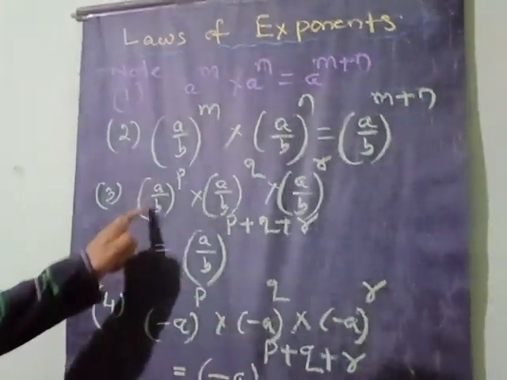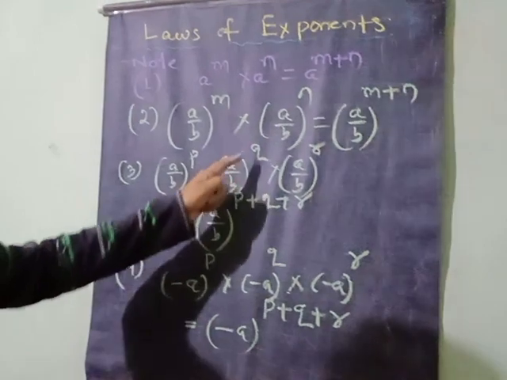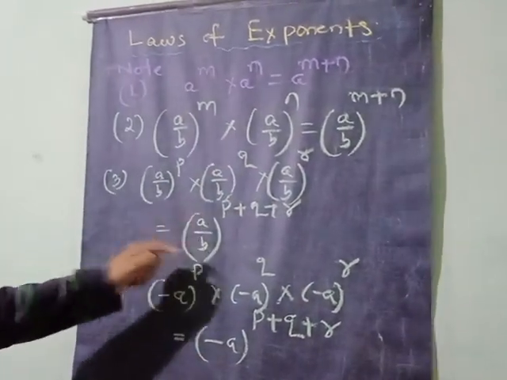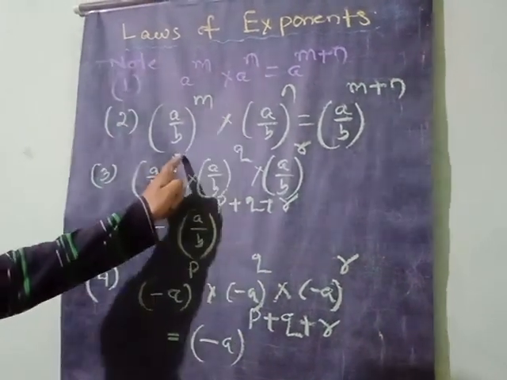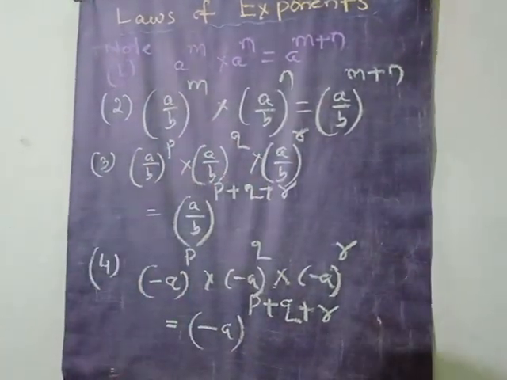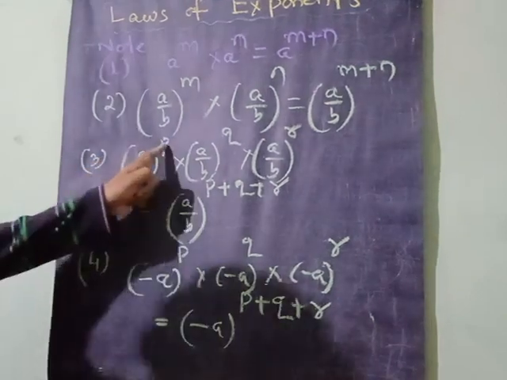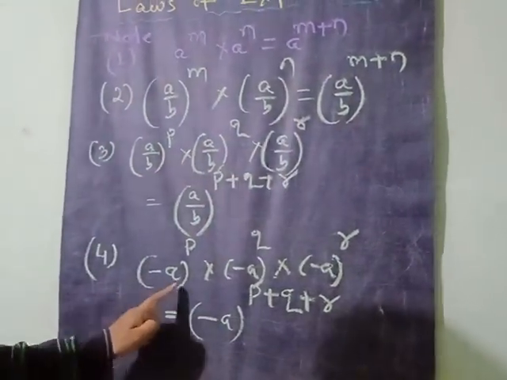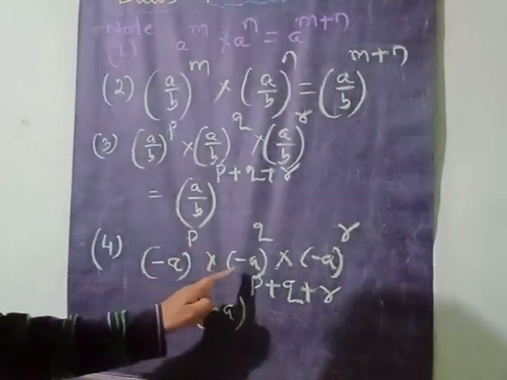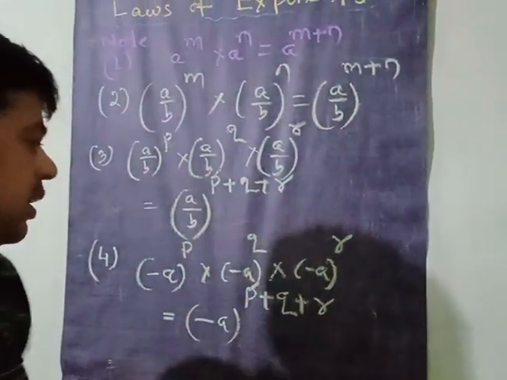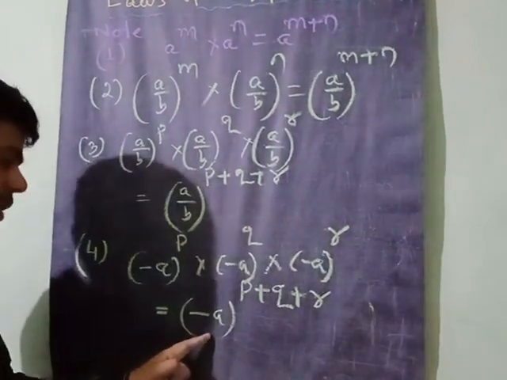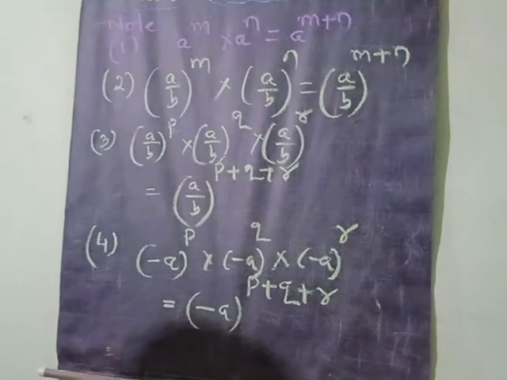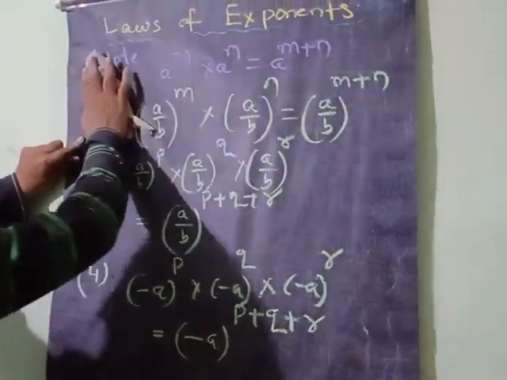Similarly, (a upon b) whole to the power p into (a upon b) whole to the power q into (a upon b) whole to the power r. The resulting product, the base is also a upon b, and the power will be p plus q plus r, the sum of the powers of the individual exponents. Similarly, minus a to the power p into minus a to the power q into minus a to the power r. What is the base? Minus a whole to the power p plus q plus r. So this is in accordance with the first law of exponent. Let us see some examples here.